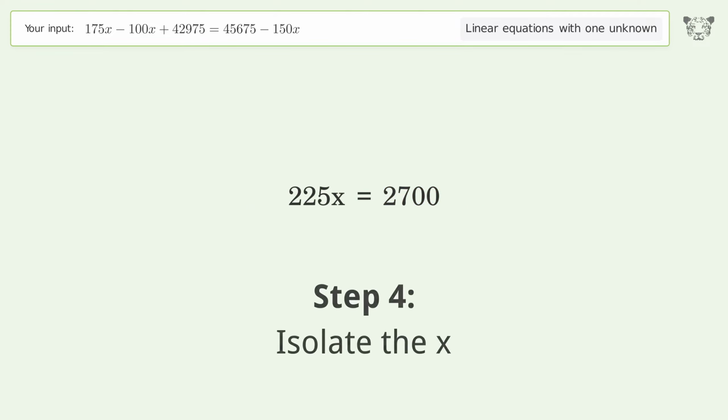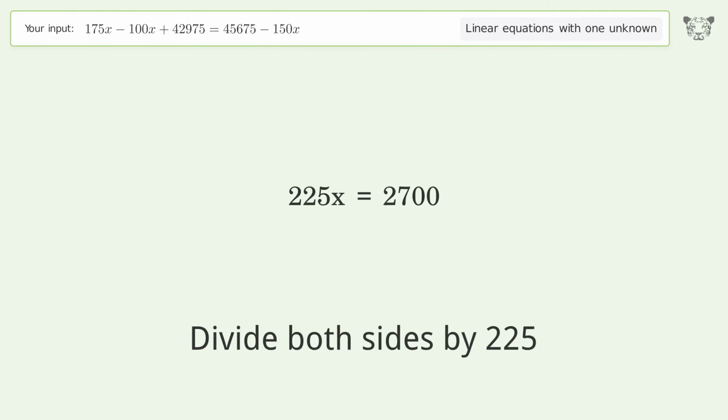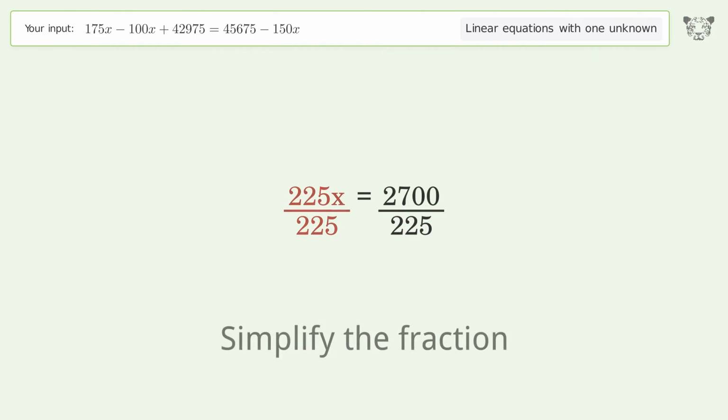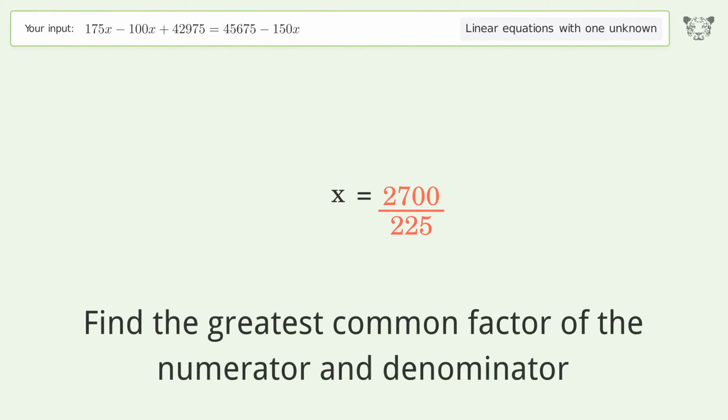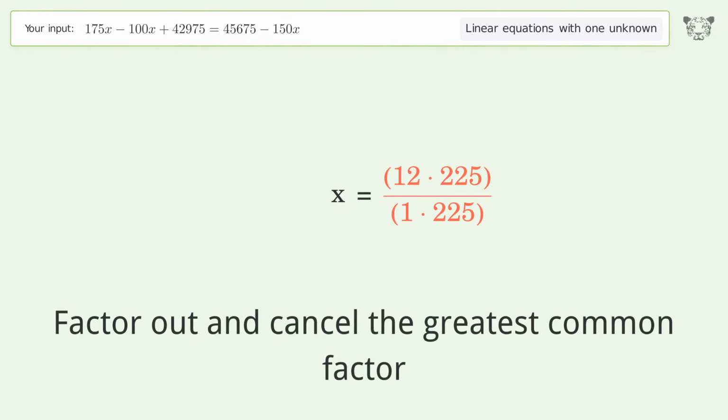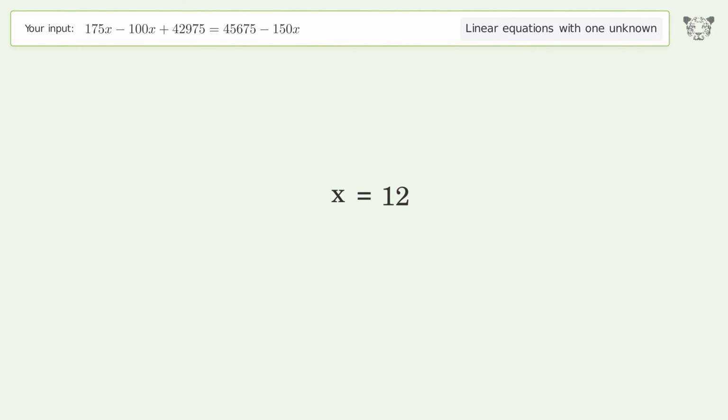Isolate the x. Divide both sides by 225. Simplify the fraction. Find the greatest common factor of the numerator and denominator. Factor out and cancel the greatest common factor. And so the final result is x equals 12.